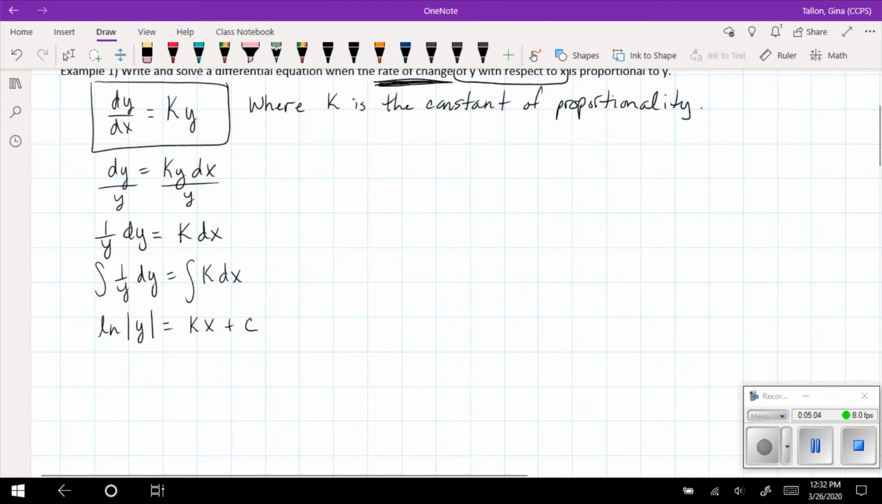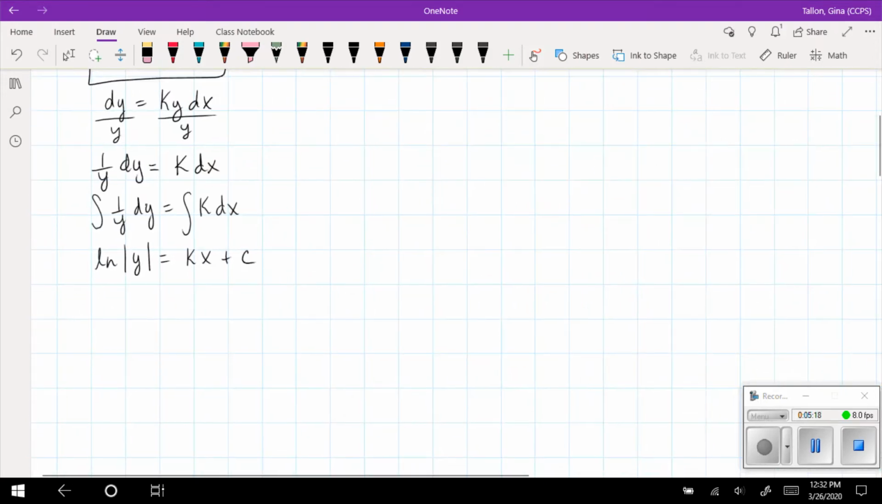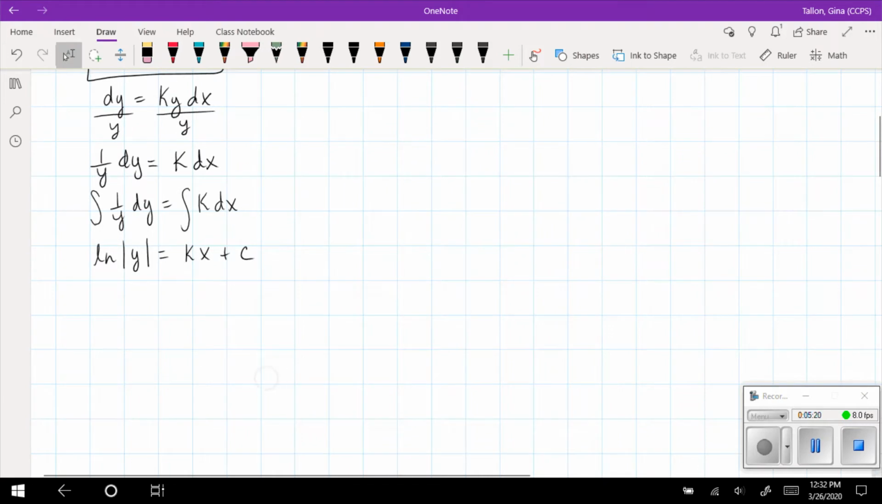So we're going to just leave that right there like that. Now I still haven't solved for y, but I'm getting closer. Y is the power in this logarithmic equation. So I would like to switch from logarithmic form here into exponential form. I need to know what my base is, and I'm hoping everybody knows that the base here is nothing more than e. So I have e to the kx plus c is equal to the absolute value of y.